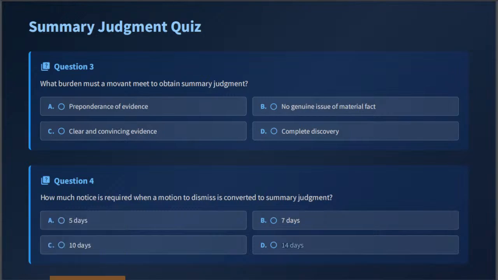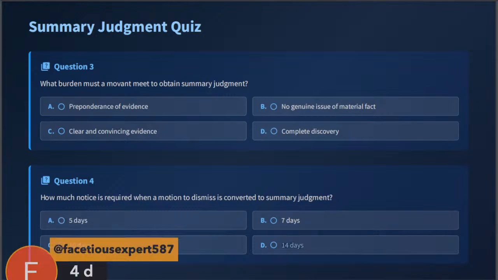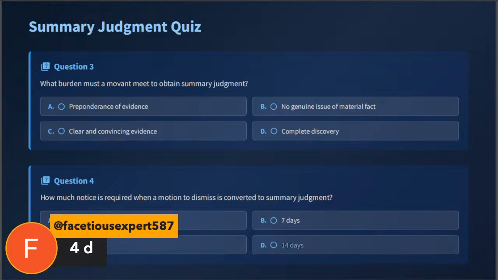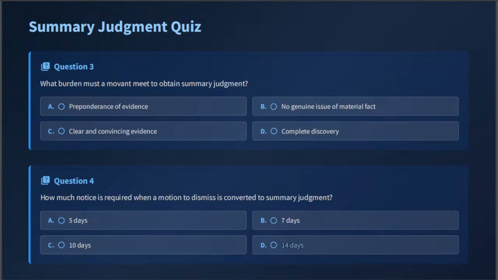So any other takers on question 4? Facetious Expert 587 says 4D. All right, and you choose D. So let's see what we got here. Any other takers on question 4? And we're going to move on to the answers.